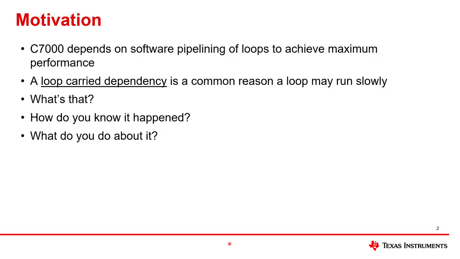Why is it important to know about the restrict keyword? Well, the C7000 depends on software pipelining of loops to achieve maximum performance. Something called a loop carry dependency is a common reason a loop may run slowly. And this video is about, well, what's that? How do you know it happened? And what do you do about it? And hint, the restrict keyword is somewhere related to all this stuff.